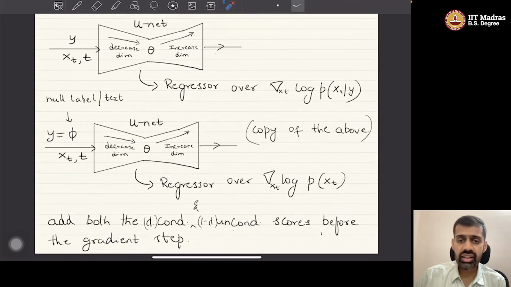Okay, with that we come to the end of discussions on DDPM. The next set of discussions will be on another class of models called DDIMs, which are denoising diffusion implicit models, that have several advantages over DDPM, which we will discuss next.